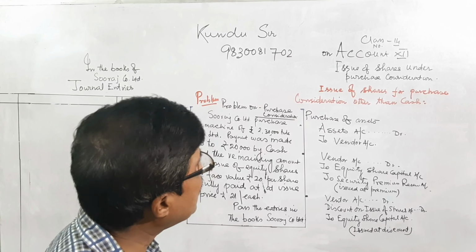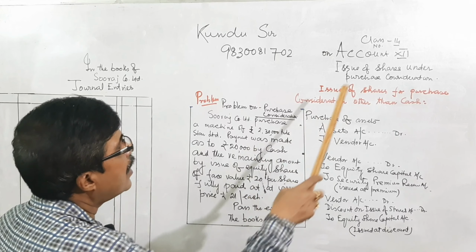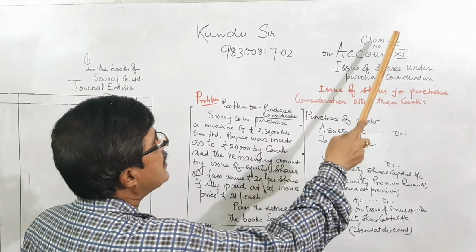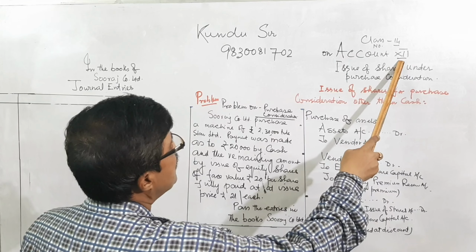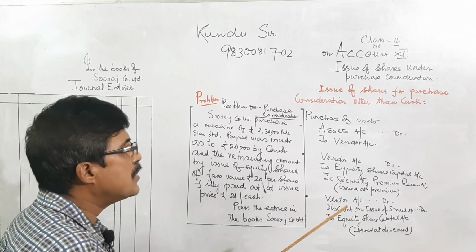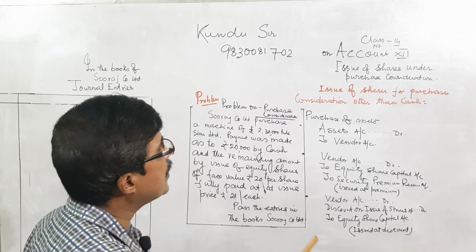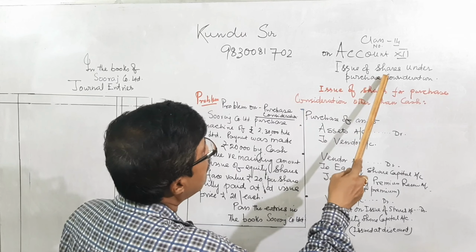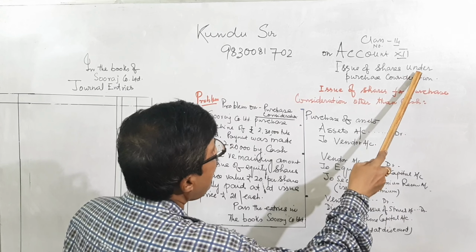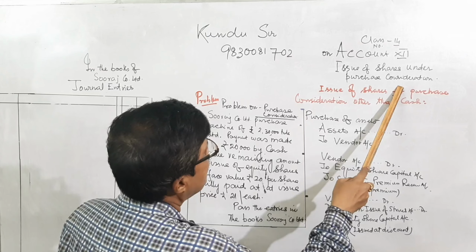This lesson is particularly for class 12. It is class number 14 related to class 12. It may be for CBSE or ICSE or state board also. Today's topic is issue of shares under purchase consideration.